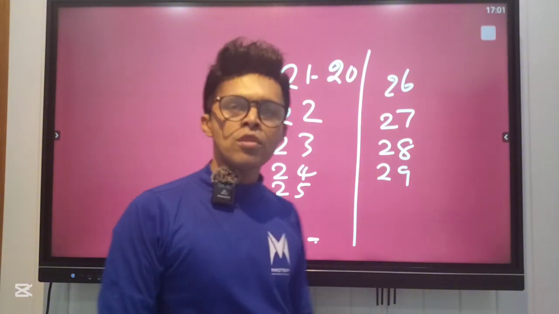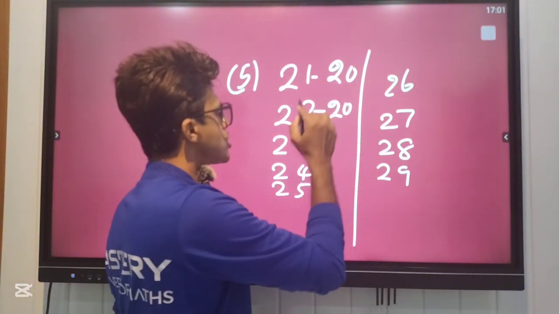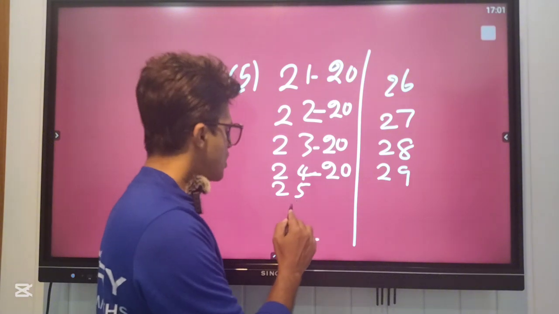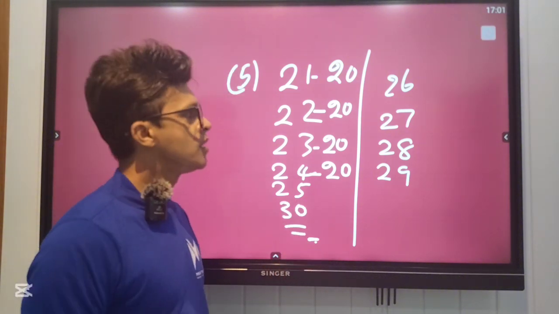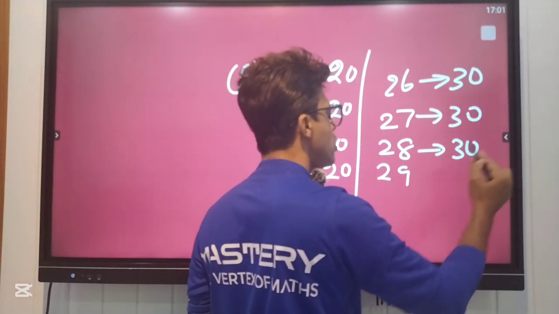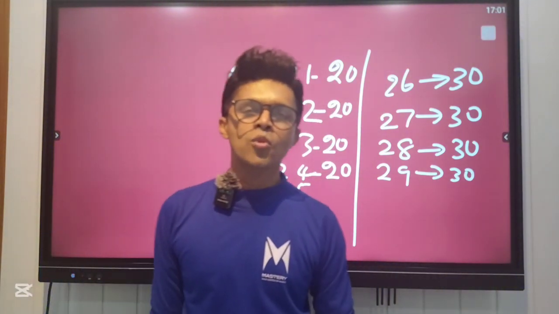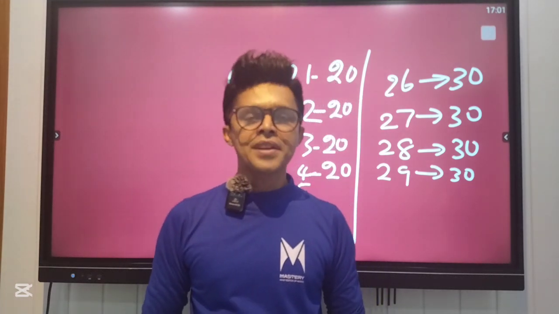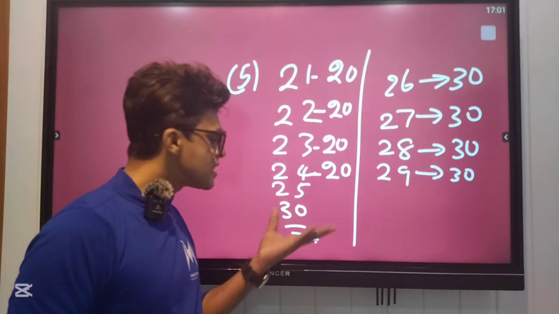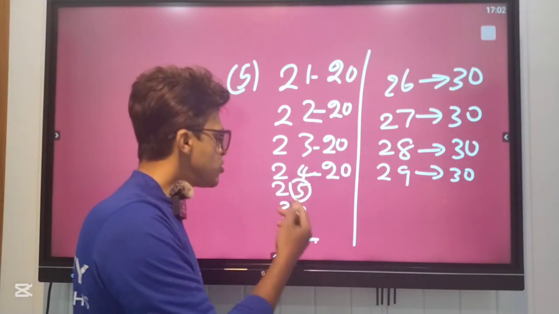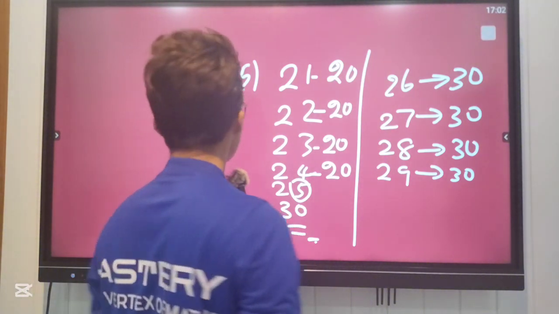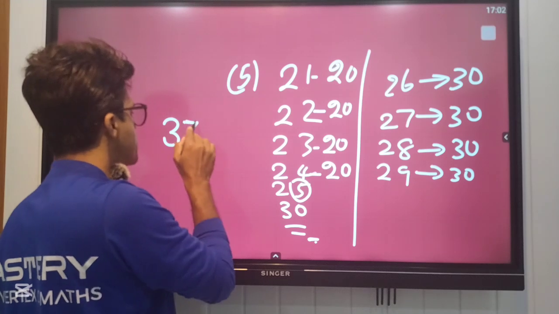When you round off 22, what's the answer? 20. When you round off 24, 20. When you round off 25, what should be the answer? This is 30. When you round off 27, 30. Here also 30. So this is the way of rounding off a given number. If the considered digit is 5 or greater than 5, then you need to get the other multiple of 10, which here is 30. When you round off this one to the nearest 10, this should be 40.